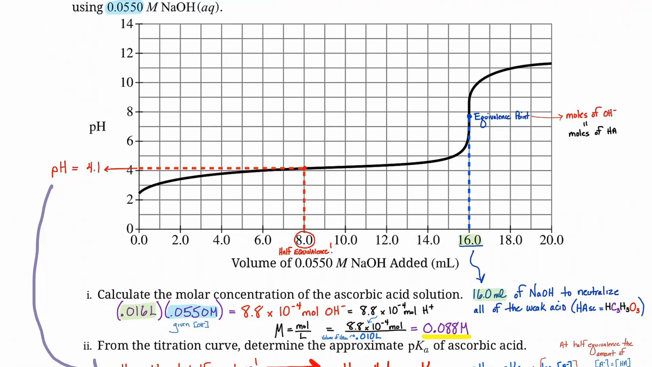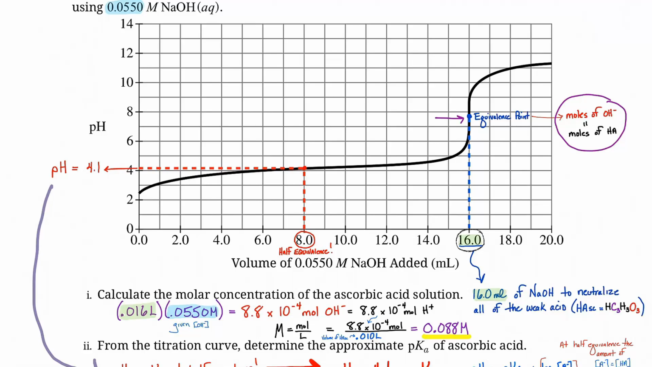So again, I know people want to jump to MaVa equals MbVb. I don't use that. I don't like that. I like to go after the idea that the moles of the hydroxide equal the moles of the weak acid. I'm using HA as my weak acid for the ascorbic acid. The first thing I do is find my equivalence point, which is the middle of this asymptote. And the most important thing I'm going to find is the volume at that equivalence point.